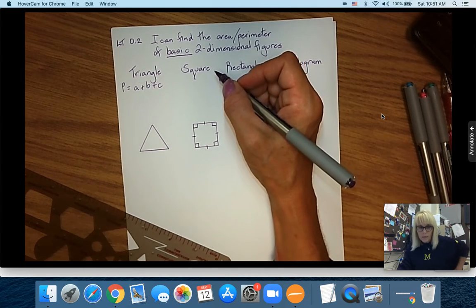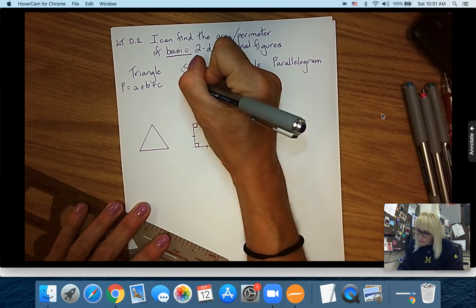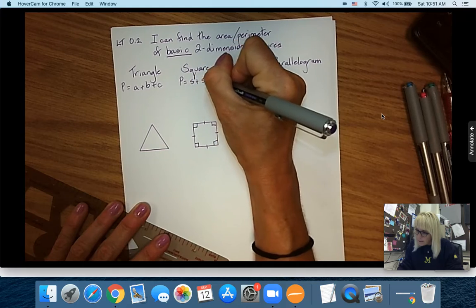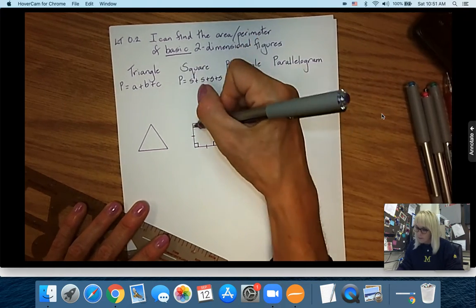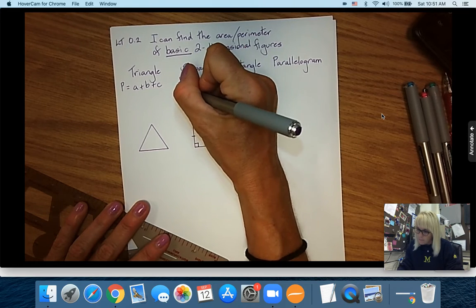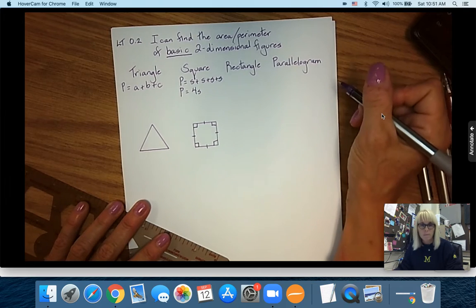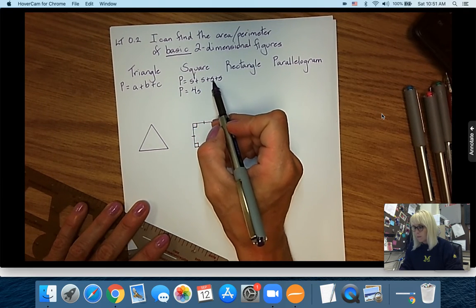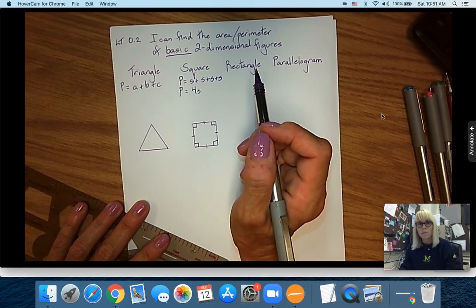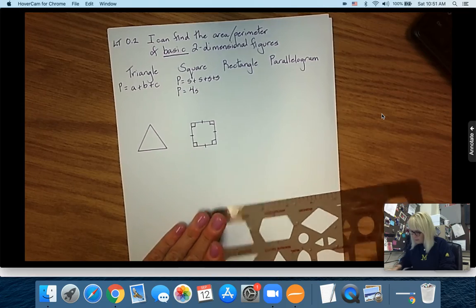So when we find the perimeter of a square, we could just say that's side plus side plus side plus side, or since we know all four sides are the same, we could say perimeter equals 4 times S. Okay? Which is what you get if you add S plus S plus S plus S. Don't you get 4S? Yes, you do. All right, let's look at a rectangle next.